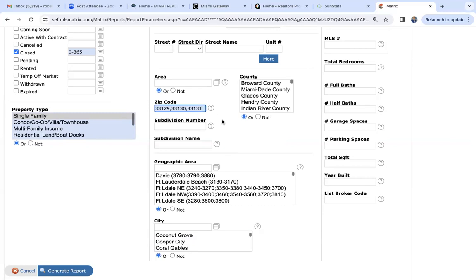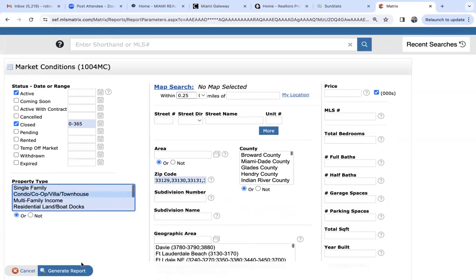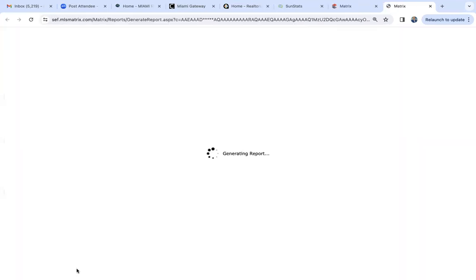Okay, so 33132 is downtown Miami. You can include that one too. All right, so all four of these zip codes are the areas of Brickell and downtown Miami. Okay, so we're going to switch over to condo right here. Keep everything else the same. And how's the condo market in Brickell and downtown?